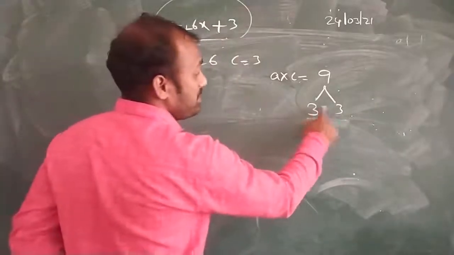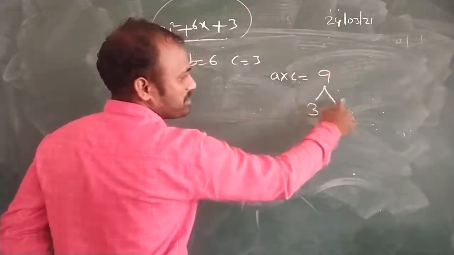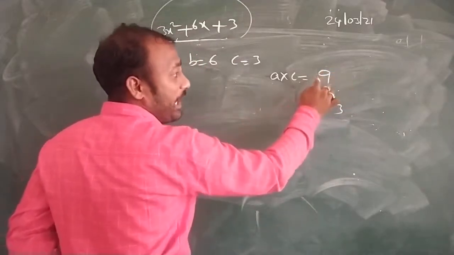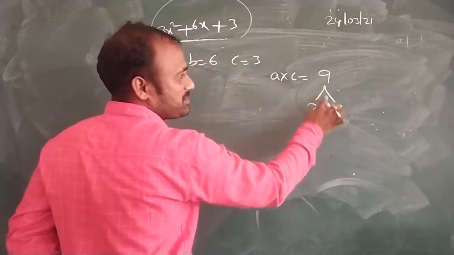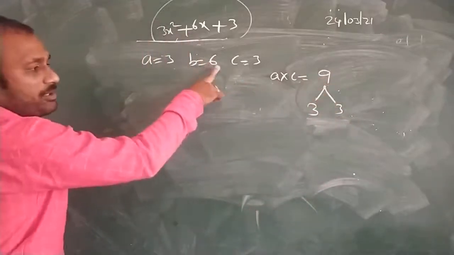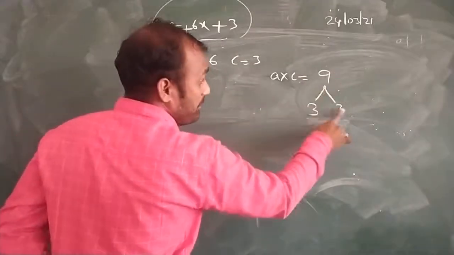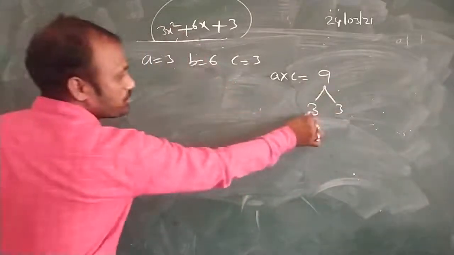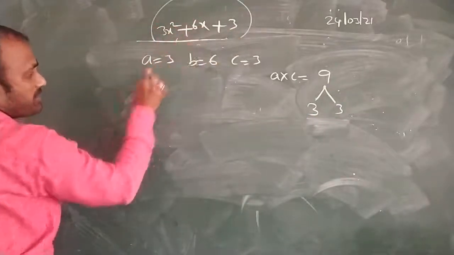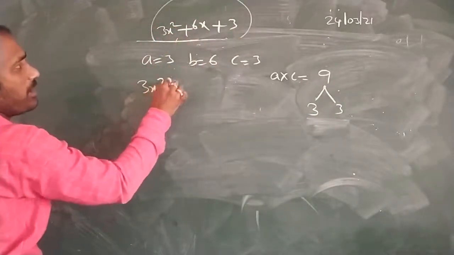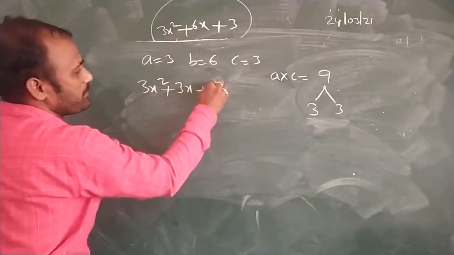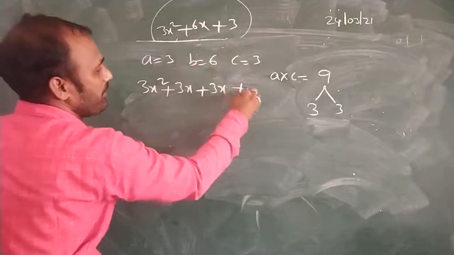If I see 3 into 3 is 9, it matches. If I multiply these two numbers, it should match the upside number along with the symbol, plus 9. And adding, plus 3 plus 3 will become plus 6. 3 into 3 is 9 and 3 plus 3 is 6, so it is matching. I can use this combination. So splitting only the middle term, 3x square stays as such, the middle term I write as plus 3x plus 3x, and the constant term stays as it is.